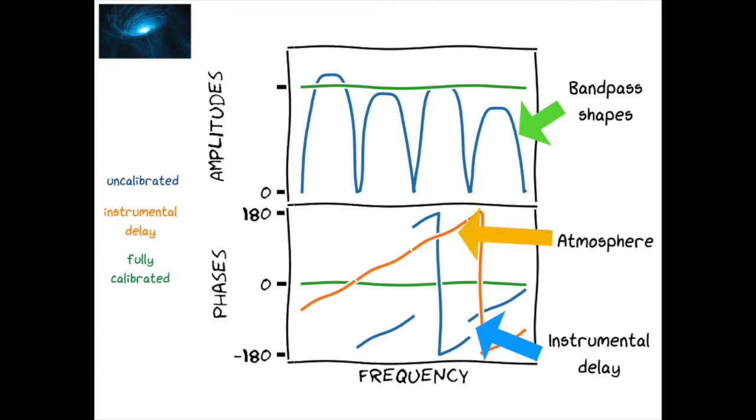The slope is an effect of the atmosphere. We can correct for these effects since the bandpass calibrator is a point source and thus should have zero phases as a function of frequency. These corrections are then applied to the other calibrators and the target. This is called bandpass and instrumental delay calibration.